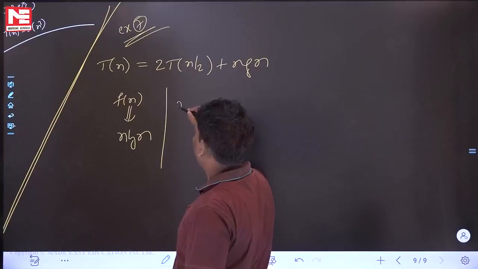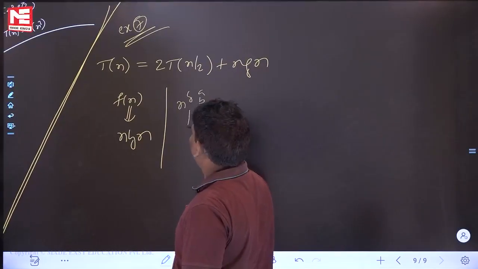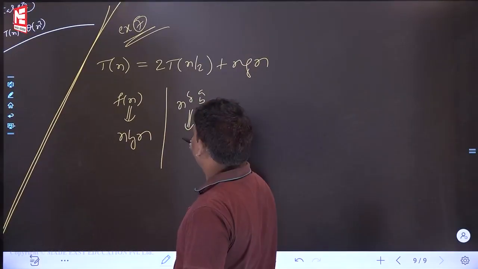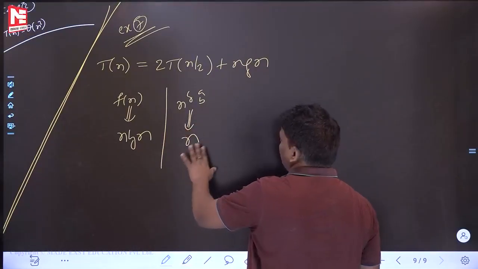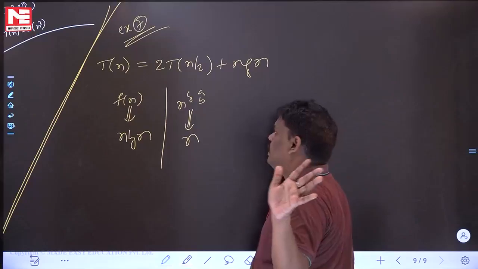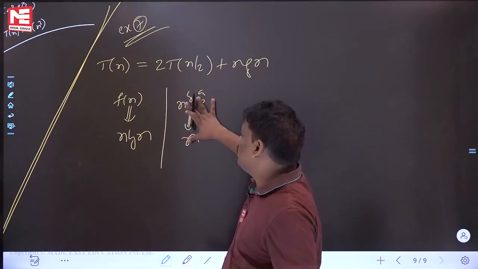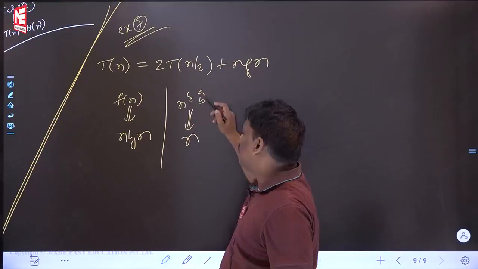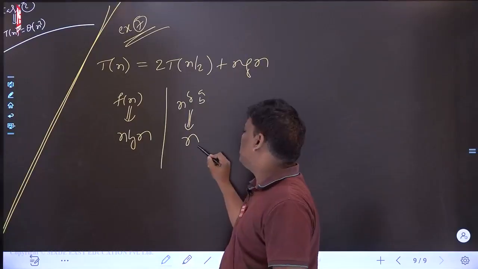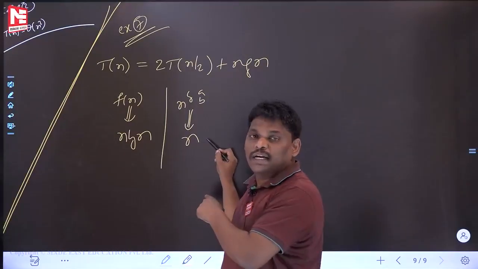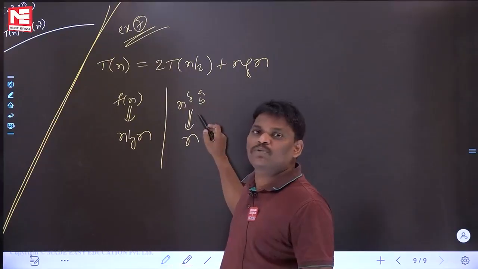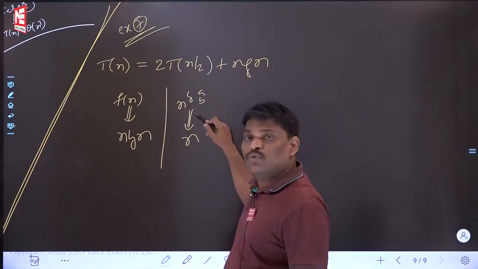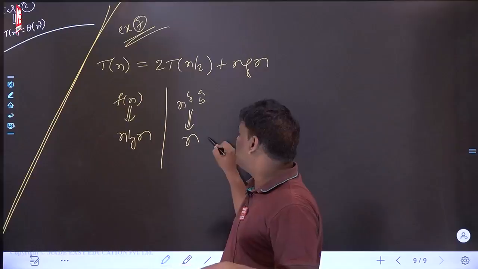What is n power log a base b? n power log 2 base 2. What is the answer? n. f(n) is n log n, and n power log a base b is n. Interesting answer. Everyone listen. Come to the right side as usual, to n power log a base b. Ask the right side person: are you smaller or bigger? He said yes, I am smaller. He is smaller, it's okay. Smaller by how many times?